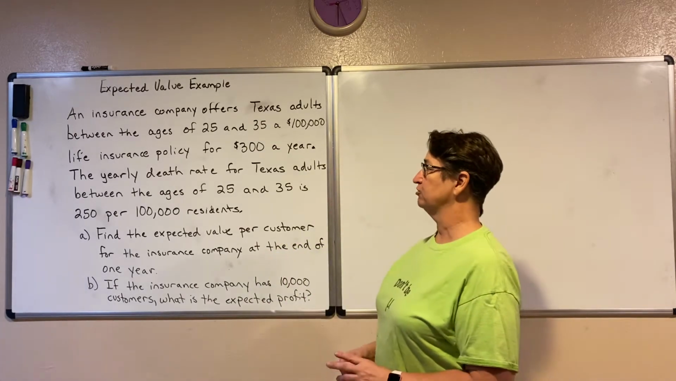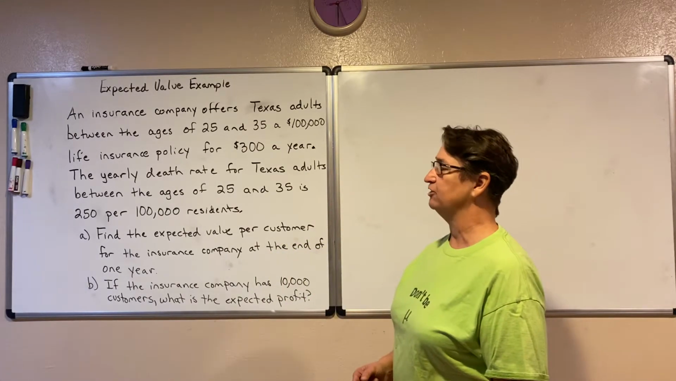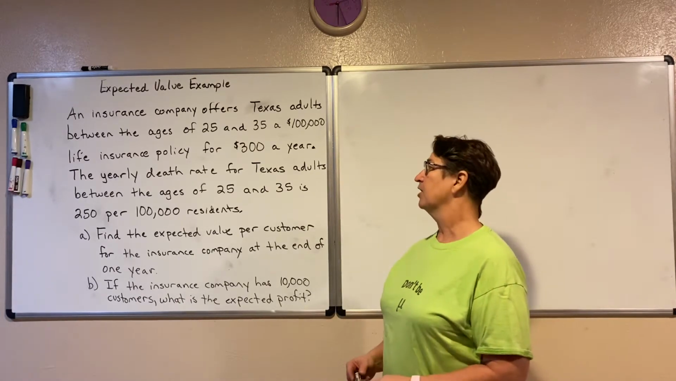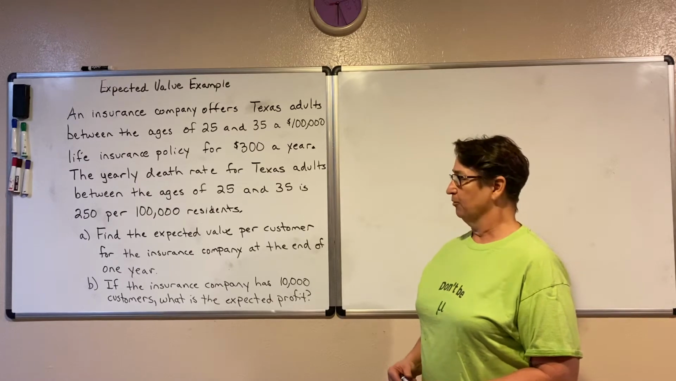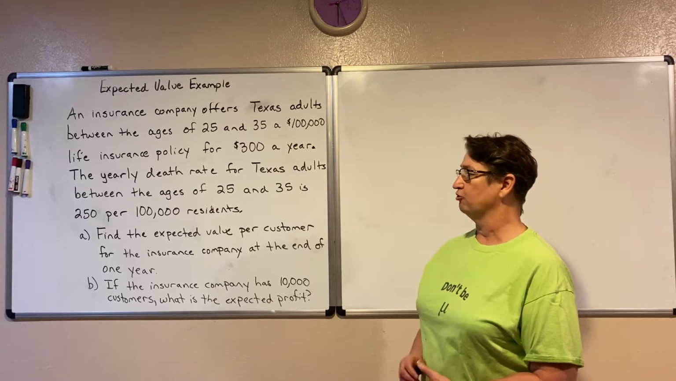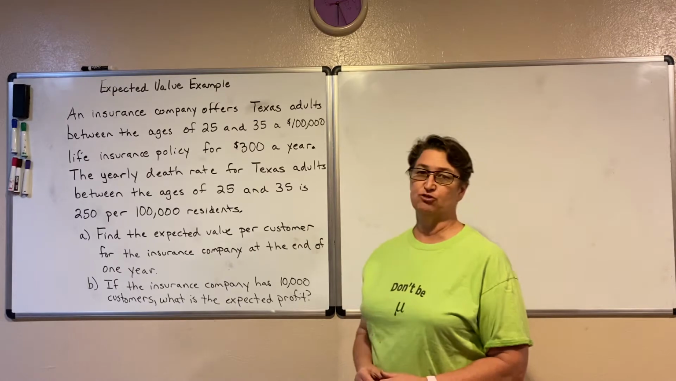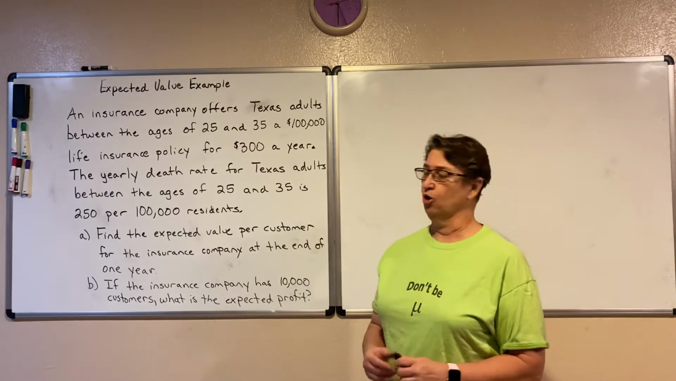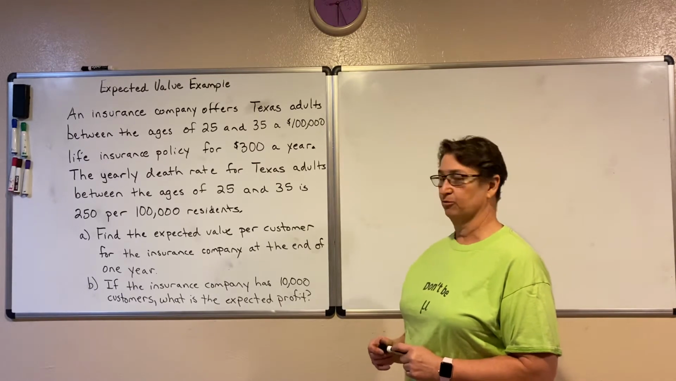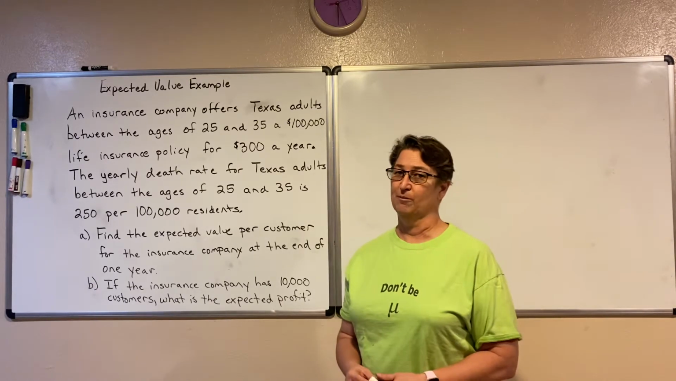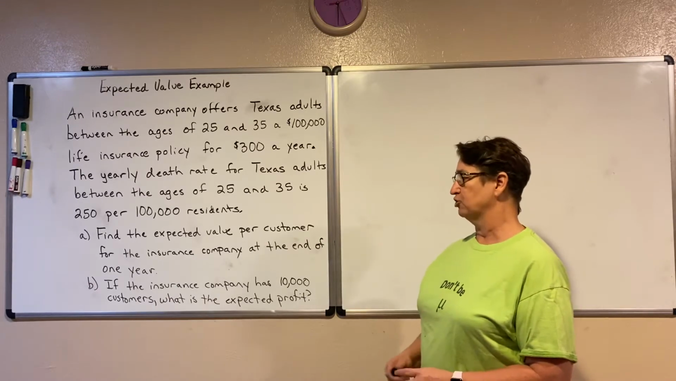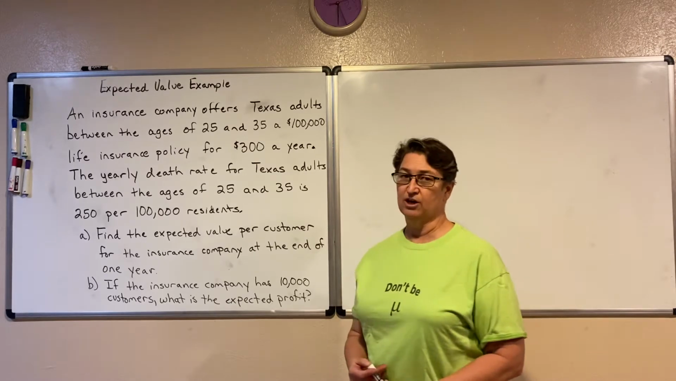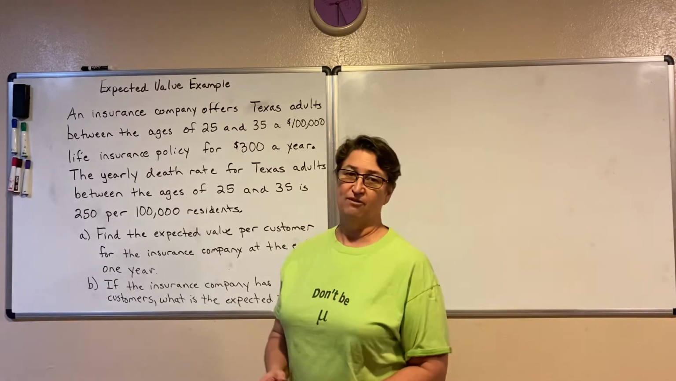So here we have an insurance company that offers Texas adults between the ages of 25 and 35 a $100,000 life insurance policy for $300 a year. The yearly death rate for Texas adults between the ages of 25 and 35 is 250 per 100,000 residents. We want to know what's the expected value per customer, or what's the average amount that the insurance company is going to make off of each customer at the end of 1 year. And if the insurance company has 10,000 customers, what's the expected profit?